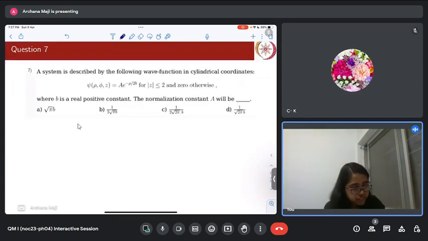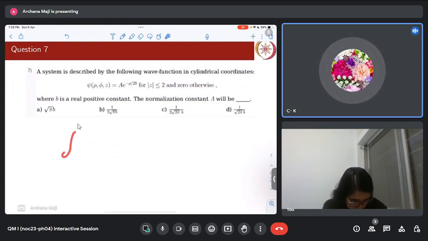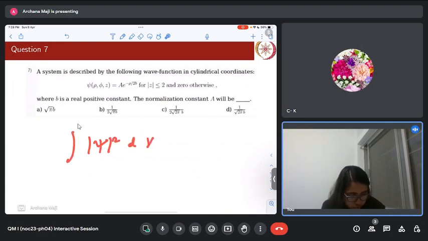A system is described by the following wave function in cylindrical coordinates, where B is a real positive constant. What is the normalization constant? Can you do this? What do you have to do first of all to find out the normalization constant? How do we normalize the wave function? Yes, we integrate psi into psi star. Psi star psi, or mod psi squared, over the volume element, so that is equal to 1, and then you find out what this A is.